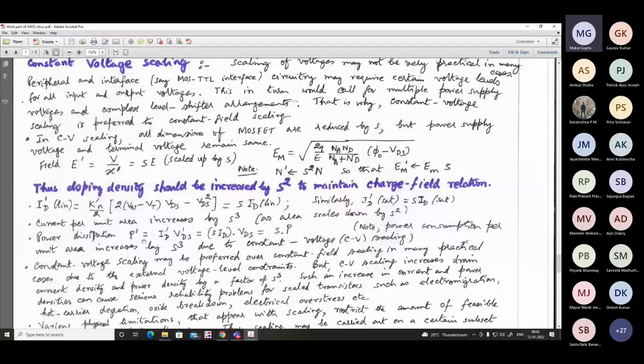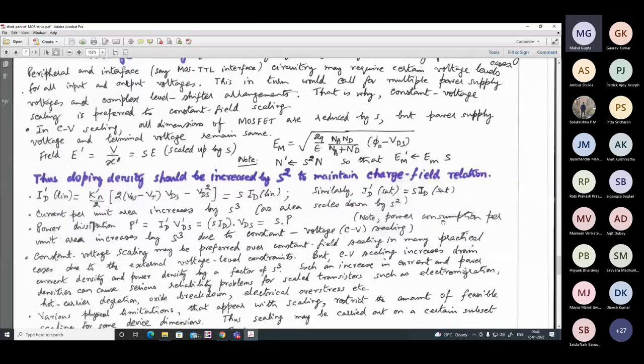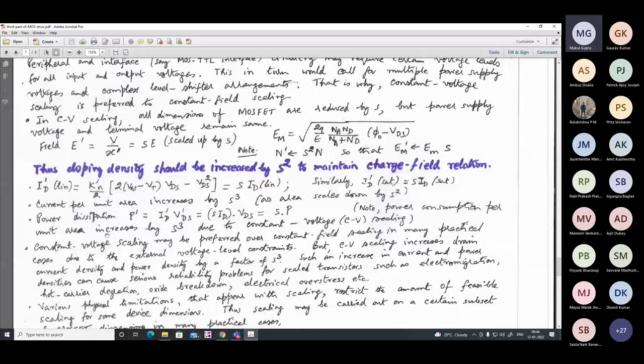Earlier, for constant field scaling, we saw that power, in fact, is decreased by a factor of S square, although power density remains the same. But here we see that power increases by a factor of S, whereas power density increases by a factor of S to the power 3. So if you resort to constant voltage scaling, the power is increasing. And if the power is increasing, the heating will increase, right? So that is not desired. Note that the power consumption per unit area increases by S to the power 3 due to constant voltage scaling. Now, constant voltage scaling may be preferred over constant field scaling due to practical reasons.